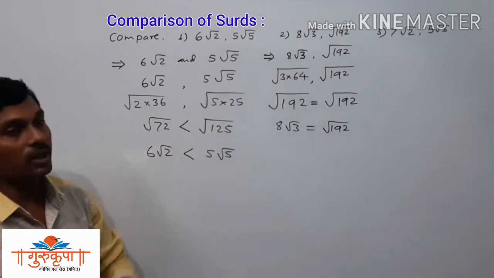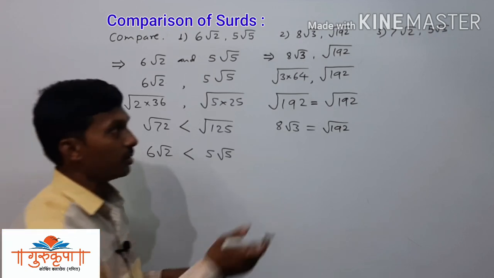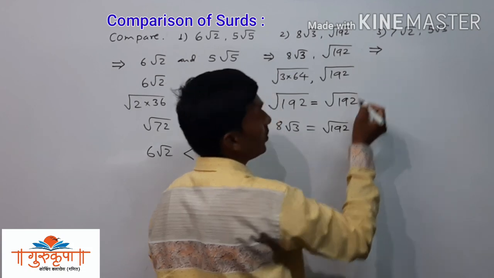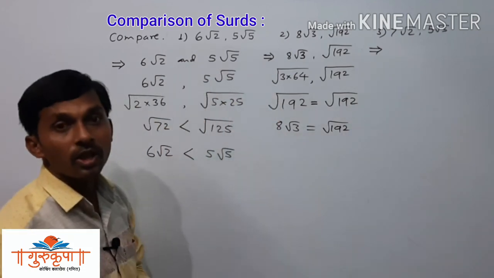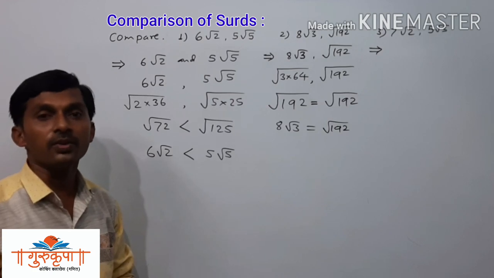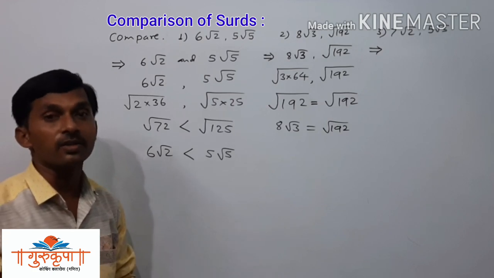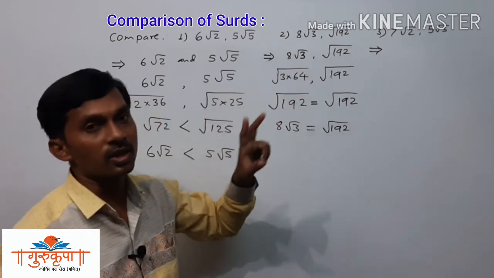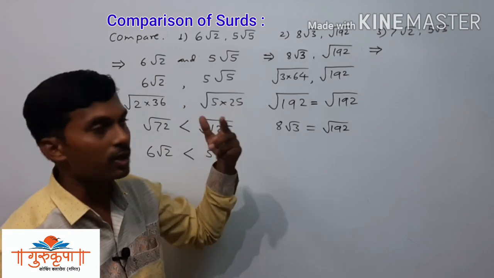And now we have third example. Already I told you in this 9th standard we have to study only the quadratic surds. If the order of the surd is 2, then it is called as quadratic surd. And here we have to study only the quadratic surd. Cubic surds are not there. So it is too easy.